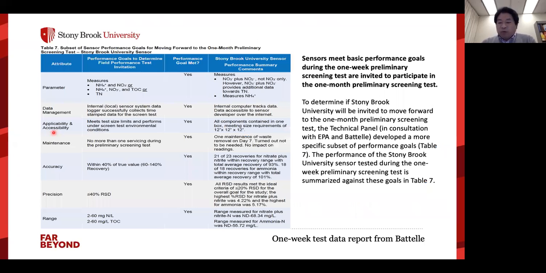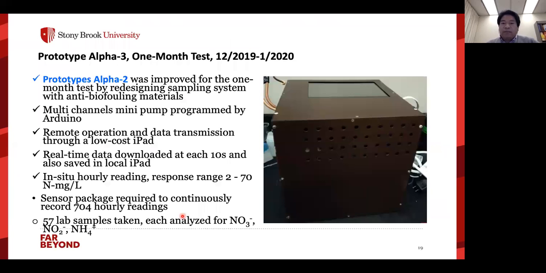Again, after the 1 week test, all our measurement and functional parameters meet their requirements. Whatever the measurement parameter, the data management, maintenance, accuracy, and frequency, we all meet the criteria of the testing, and we passed the 1 week test, and we move to the next phase, next version. That is a 1 month test in December 2019.